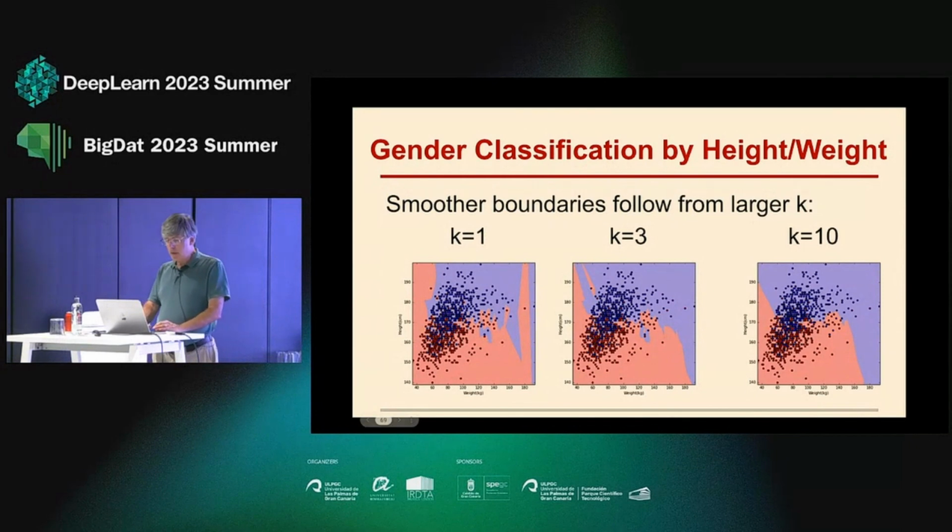Here is an example of a gender classifier we built from some data set where we knew people's height and weight, and we wanted to tell, are they male or female? Generally speaking, at least where I come from, women tend to be shorter than men, and they tend to weigh less than men. So you should be able to do some kind of classification like this. In the data set we had, for k equals 1, where we only make our decision based on the nearest example in our training data, your decision boundary looked like this. And this is a pretty weirdly shaped decision boundary.